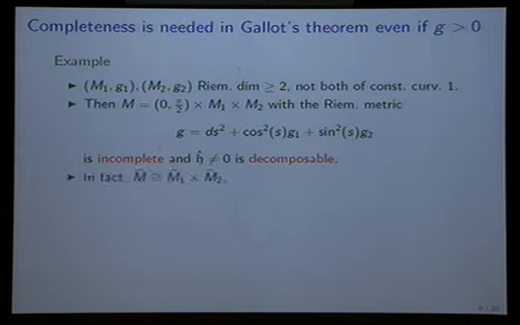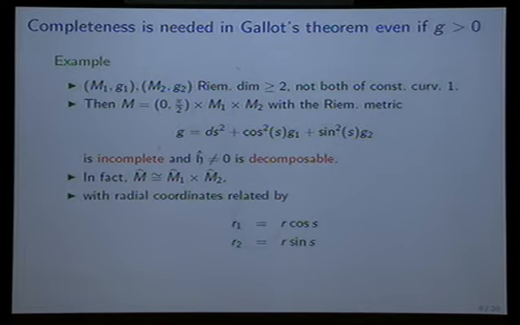Okay, in fact, it turns out that the cone over this manifold M is nothing else than the product of the cones over the factors M1, M2. And the radial coordinates are related by simple formulas. So R1 is the radial coordinate on the first cone, R2 on the second cone, and R is the radial coordinate on the cone over M.